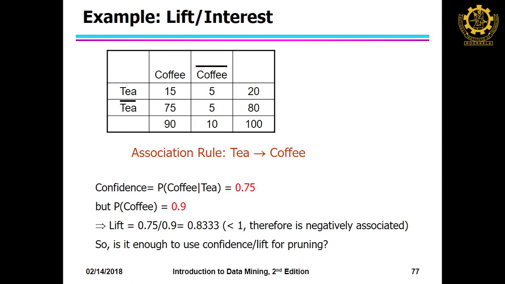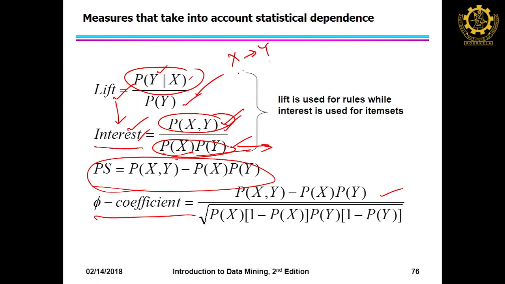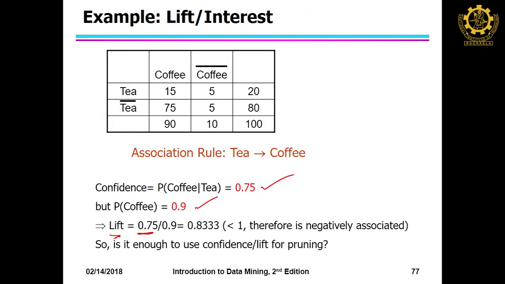Now we come back to the example. What was the confidence? The confidence was 0.75 and the probability of coffee was 0.9. What is the value of lift? What was the formula for lift? It is the probability of Y given X, that is 0.75, divided by the support of Y, which is nothing but the probability of Y, that is 0.9. So its value is less than 1, so it is actually negatively correlated. If people have tea, very likely they will not have coffee.